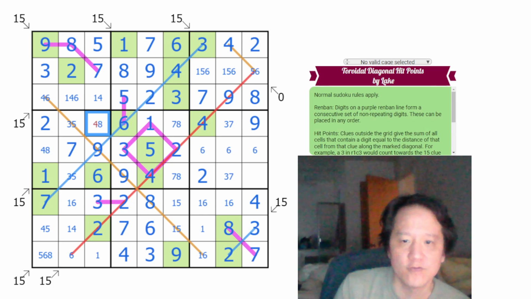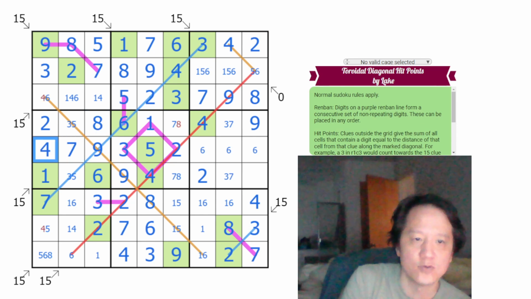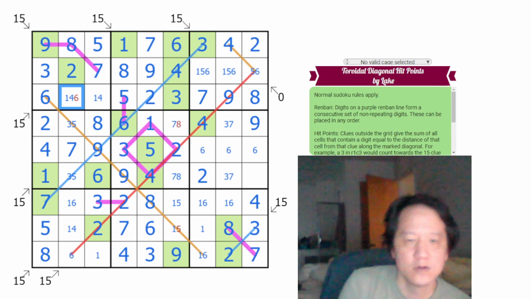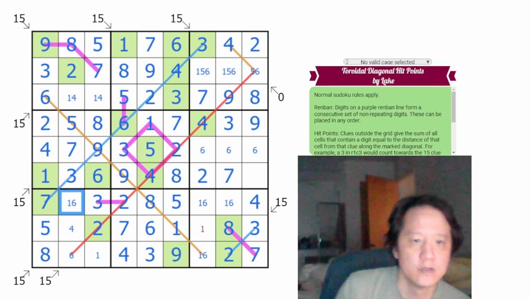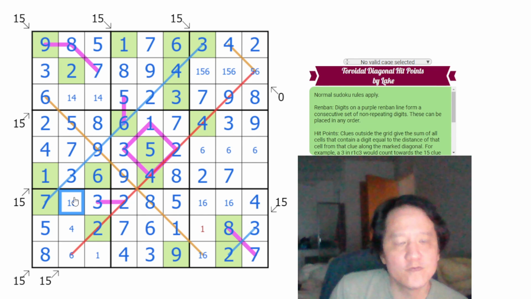Okay, so that can't be 4. So this is 8. This is 4. This is 6. This is 5. This is 8. This is 1, 4. This is 7. So we have 7, 8, 3, 7, 5, 3. This is 1. This is 5. So this can't be 1. This can't be 1. This is 1. We already have the 1, 4, 6.